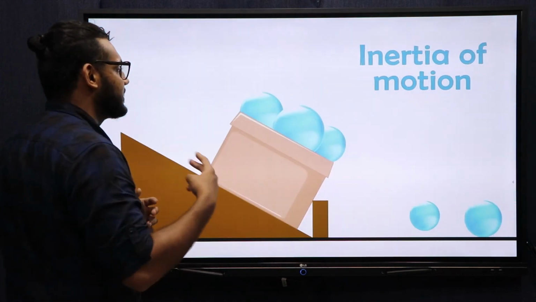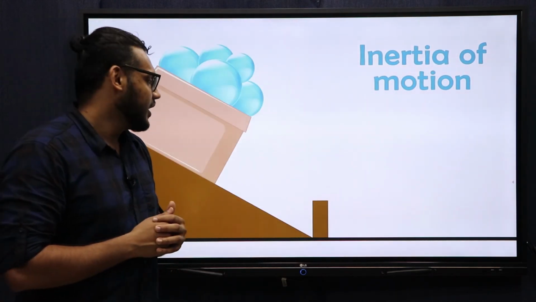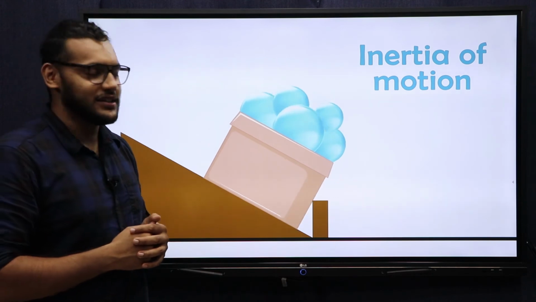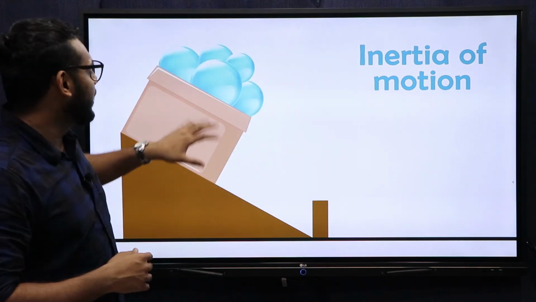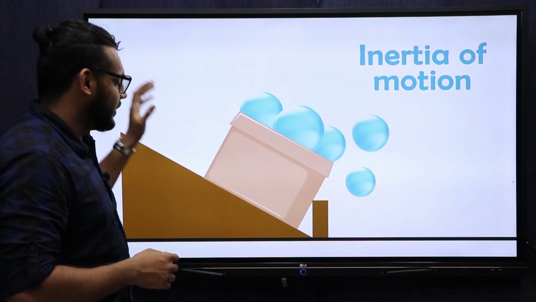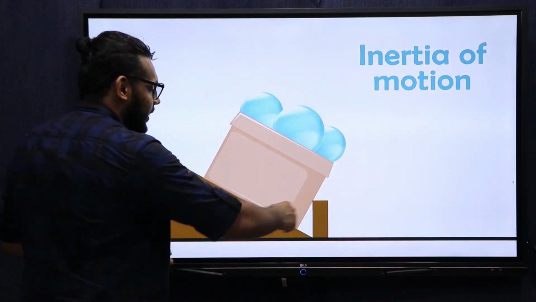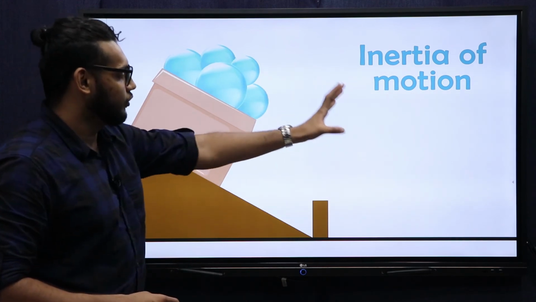Now let's look at the second example, that's inertia of motion. Now this is the exact opposite of inertia of rest. It is that objects like to remain in uniform motion. Now we fill a cart full of balls and we let it slide down a slope. It hits the brick and we see that the balls fly off.